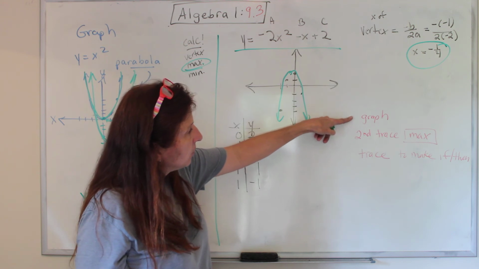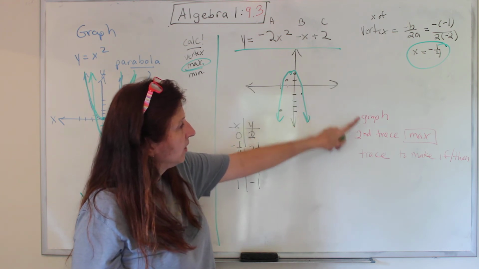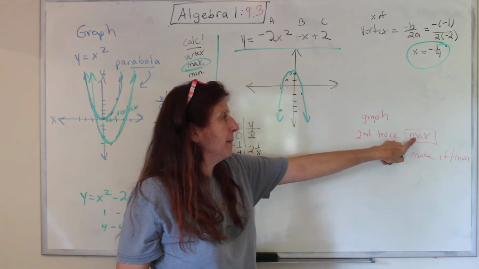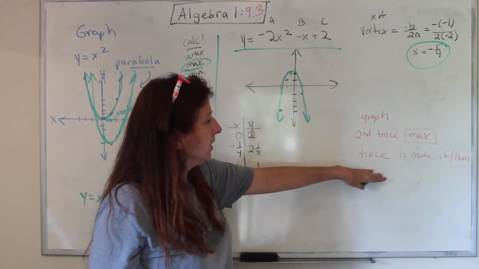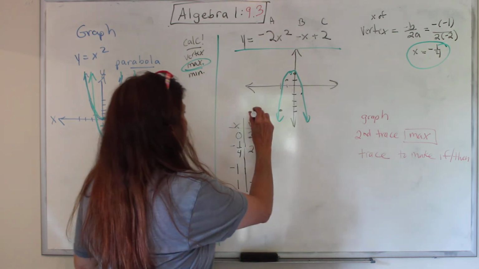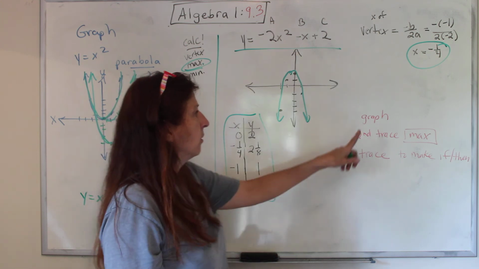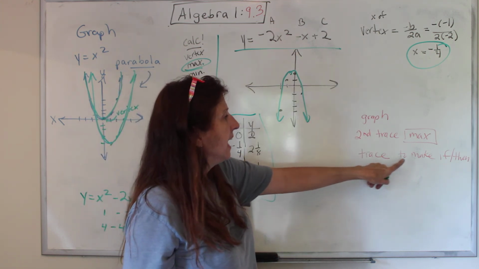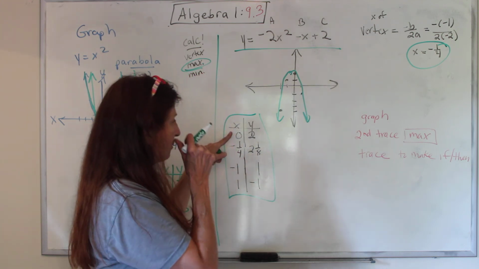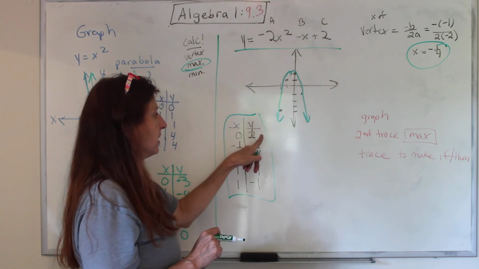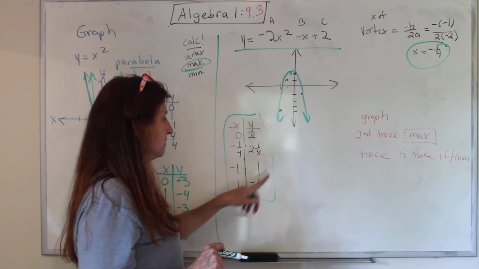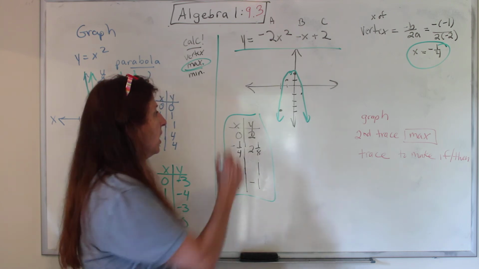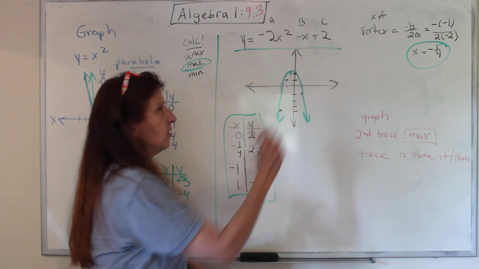So how you would do it is you would do graph, you hit second trace, you pick max, and then you can get your points for your if-then chart by going back to graph, hitting trace, not second trace, but trace, and then you put different numbers in, like 0, and it'll tell you what y is. Put -1, it tells you what y is. 1, it puts y in. You get your points, and then you can make your graph.